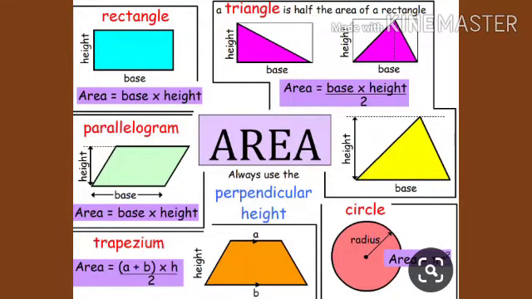Area of a rectangle is base into height, square units. Area of a triangle is half into base into height, square units. The area of a parallelogram is base into height, square units. The area of a trapezium is half into height into the sum of the parallel sides. And the area of a circle is pi r square, square units.